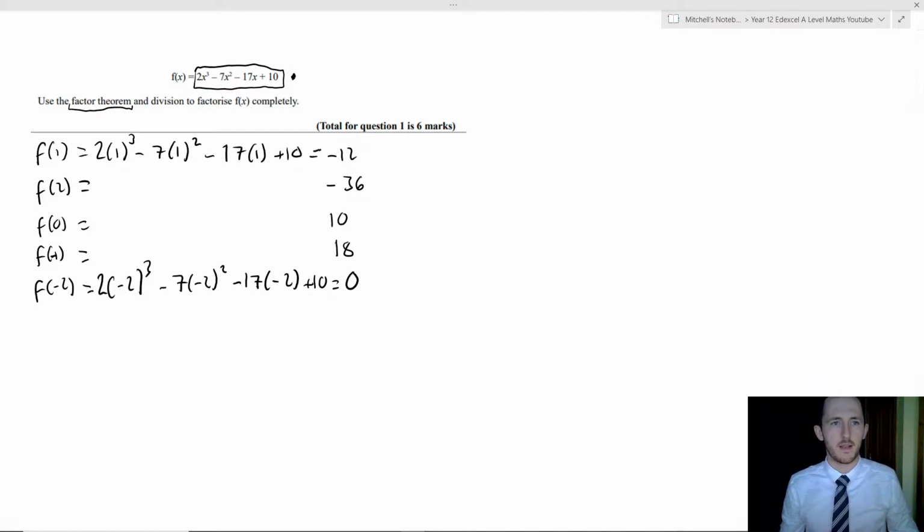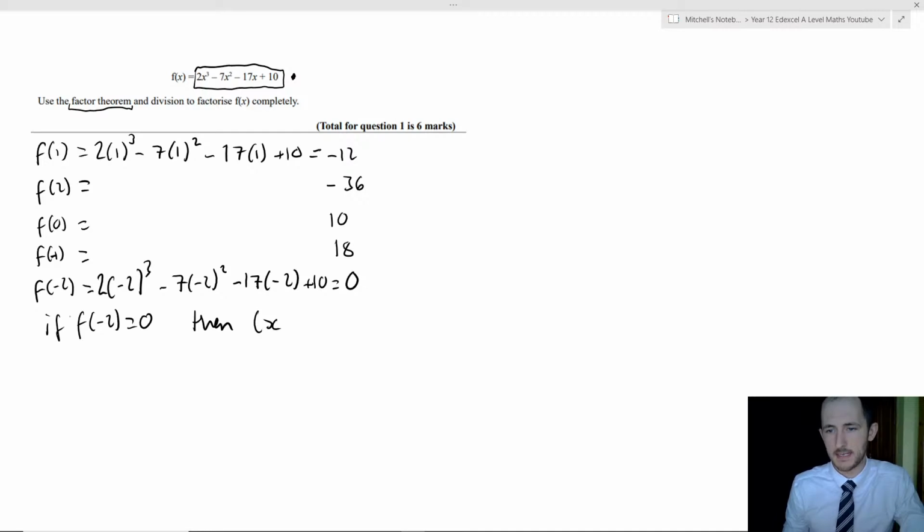0. Okay? So now, what does this mean from the factor theorem? If f of minus 2 equals 0, then x plus 2 is a factor of our expression f of x, this thing up here.